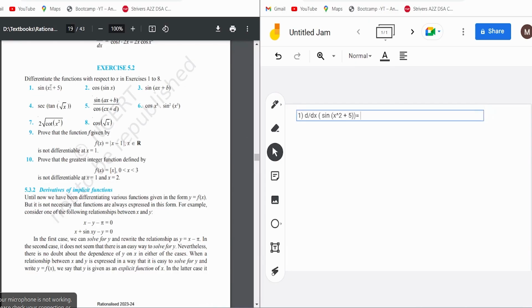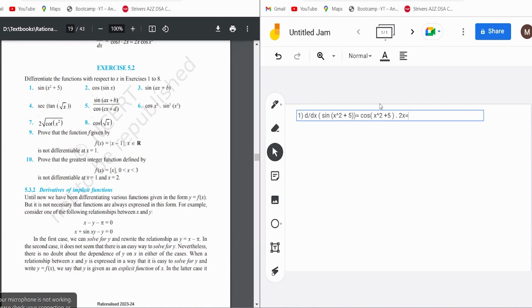See, firstly, as I told you, in sine of x square, firstly we will differentiate the outer part. What is the outer part here? Outer part is sine. What is the differentiation of sine? Cos. Inner part will then remain the same. So cos of x square plus 5, multiplied by differentiation of x square plus 5. Differentiation of x square plus 5 is nothing but 2x plus 0, because differentiation of a constant is 0. So multiplied by 2x.